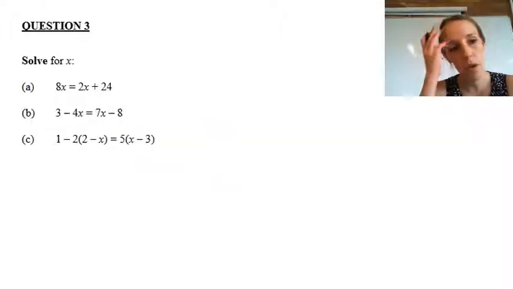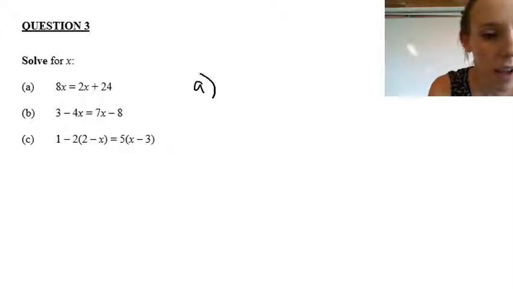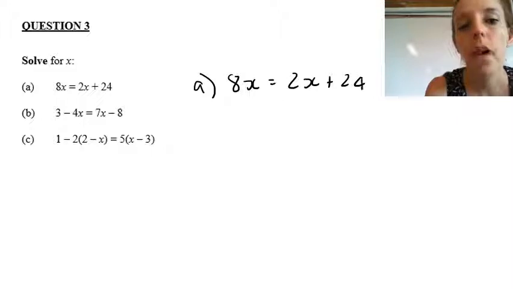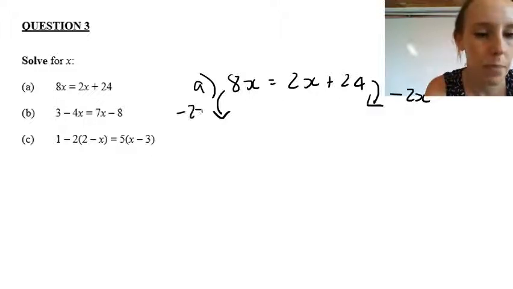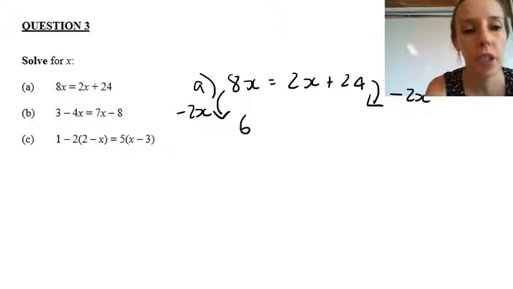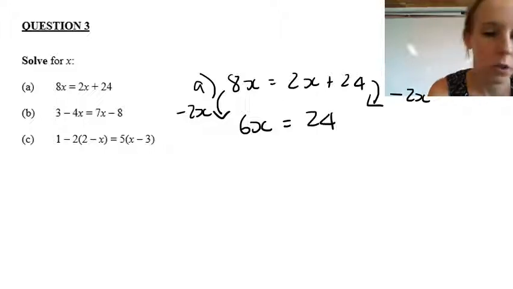Okay, question 3, we had to solve for x. For a, I've got 8x equals 2x plus 24. I've got variables on both sides of my equation, and obviously I don't want that, so I'm going to get rid of the variable on one side. So I'm going to take that 2x from both sides. 8x take 2x is just going to leave me with 6x. 2x take 2x is going to be 0, and then plus 24, so it's just 24 on this side.